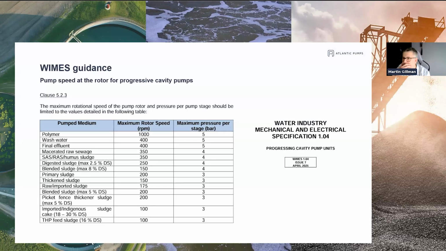Okay, I'm going to bring you into some guidance, which will be quite important for going forwards. Now, this is the WIMES guidance. So in the UK, there's the Water Industry Mechanical and Electrical Specification. If you're from other industries, you might have an equivalent. If not, you could learn something from this. So in the WIMES guidance for progressive cavity pump, you can see that written on the right-hand side. That was issued April 2025.